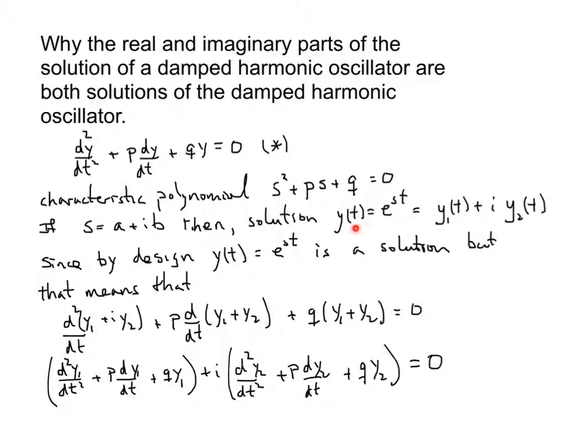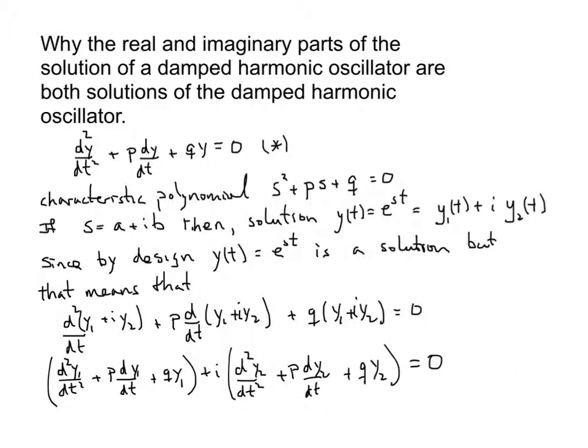But since y of t has a real part and an imaginary part, I could also substitute into the second derivative y1 plus i y2, in place of the first derivative, the derivative of y1 plus i y2, and finally, in place of y, I've just got q times y1 plus i y2. I left off an i here, and I left off an i there.